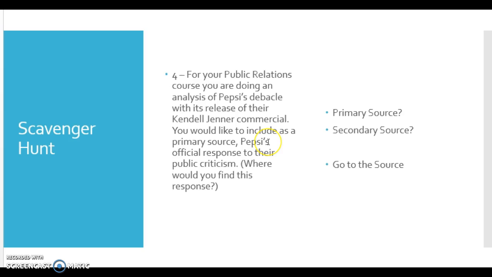Number 4 was asking to find Pepsi's official response to public criticism. This touches on a few things. One is the difference between a primary and a secondary source. So if the first place I go is Google and I type in some keywords to find this information, mostly what I'm going to get is a bunch of newspaper articles that talk about this issue. They might have little quotes from the official response, but they won't be the official response themselves. This is what we would call a secondary source.